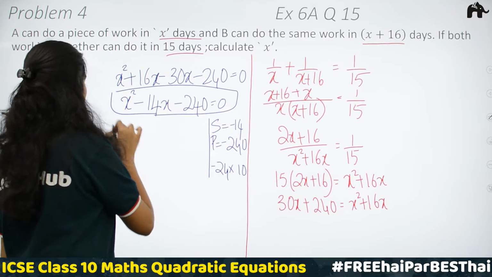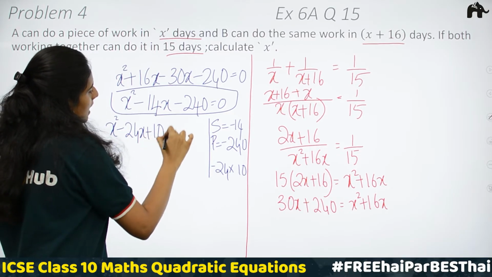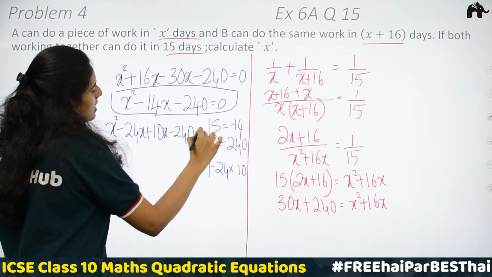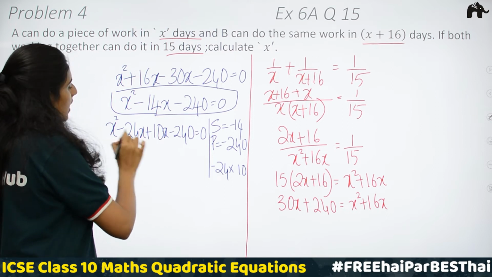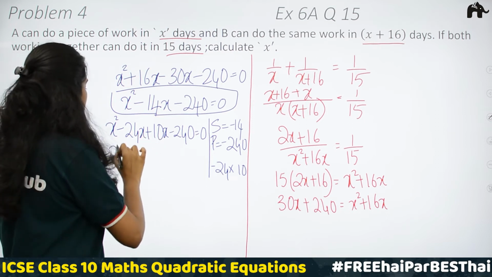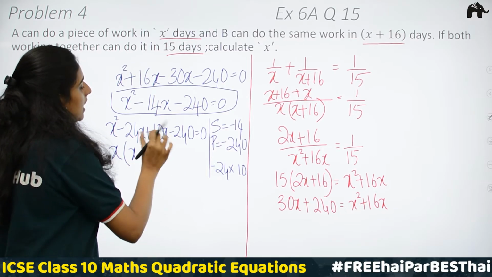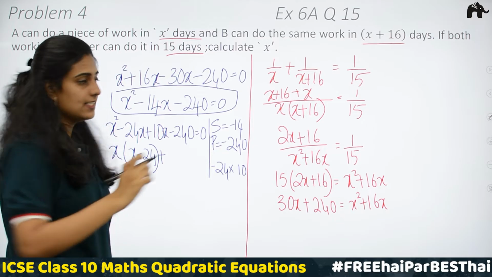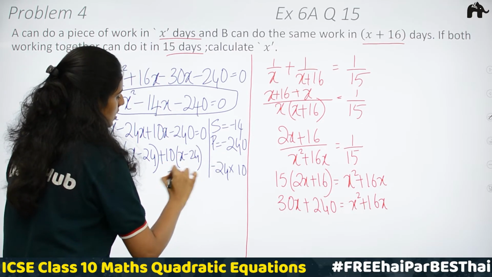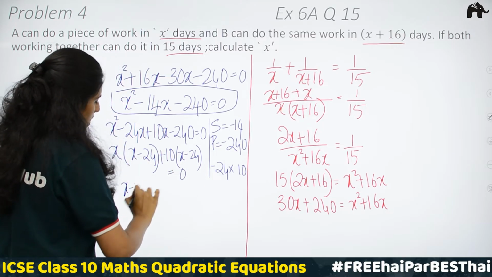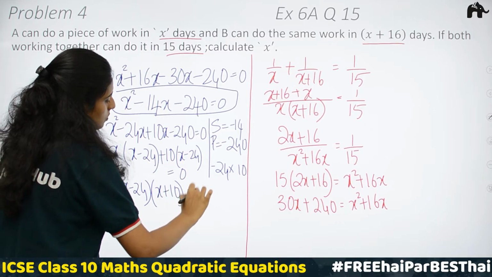We can split the middle term. X square minus 24x plus 10x minus 240 is equal to 0. Next step, taking common factors. Here what is common? X square and 24x. Only x can be taken out. X into x minus 24 plus 10x minus 240. 10 is common. Taking 10 out, we have x minus 24. That is equal to 0. X minus 24 is common and x plus 10 is equal to 0.